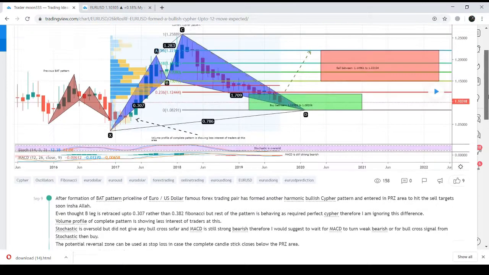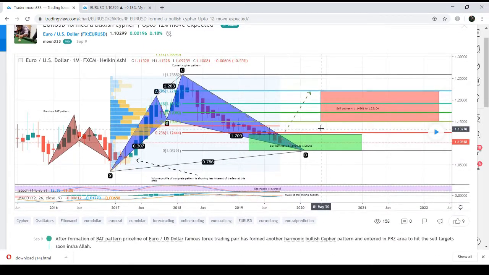And this potential reversal zone of this Cypher pattern is our stop loss point. If a complete candlestick closes below this potential reversal zone, then we should exit the trade.